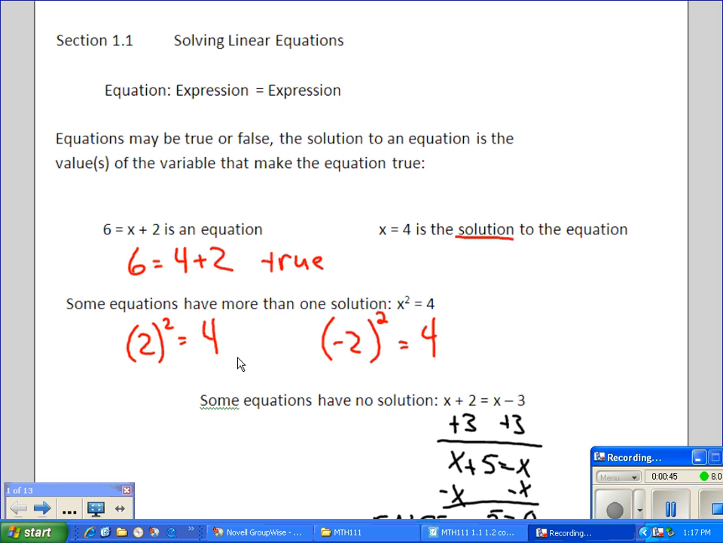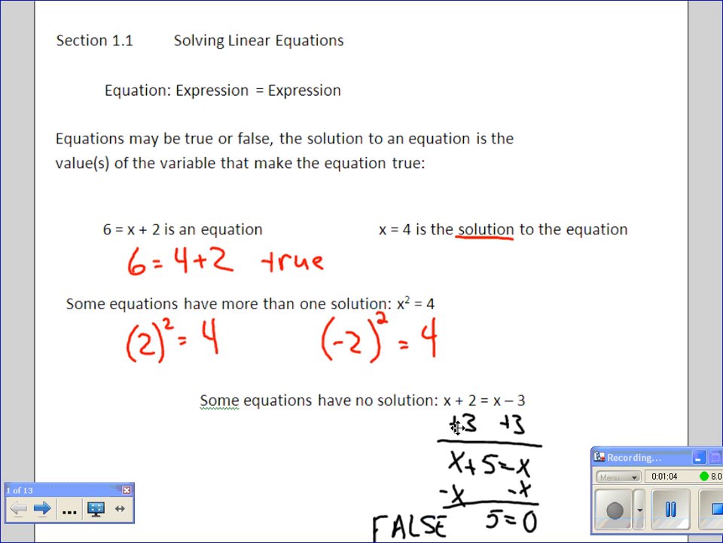Some equations have more than one solution. The equation x squared equals 4 has two solutions, either positive 2 because 2 squared is 4, or negative 2 because negative 2 squared is negative 2 times negative 2 equals positive 4. And then some equations have no solution. x plus 2 equals x subtract 3. If we try solving, we end up with a false statement. So there's no solution to this particular equation.